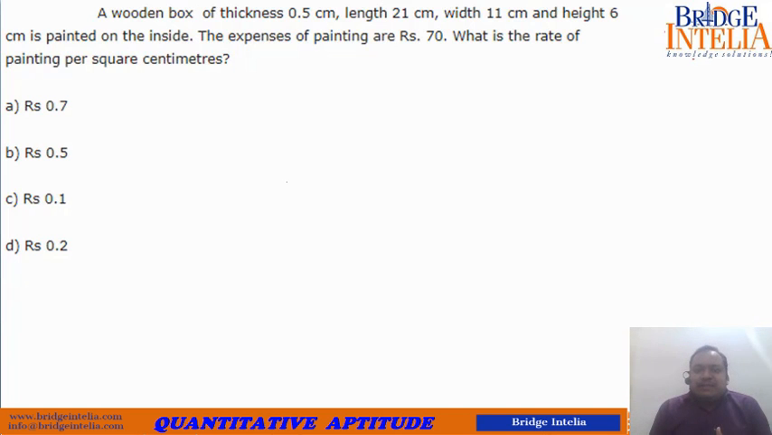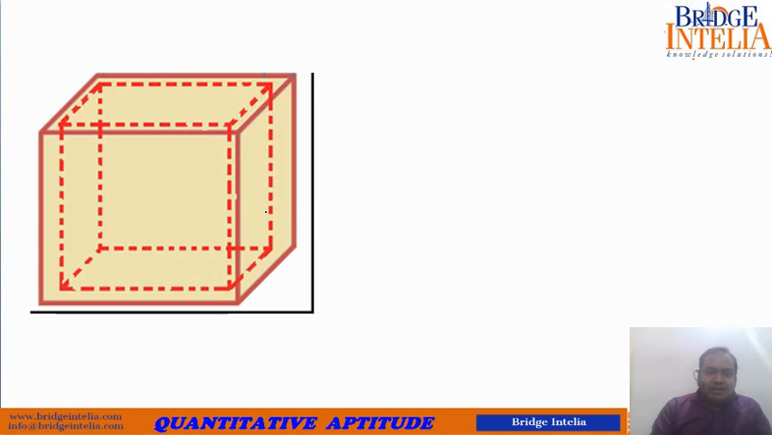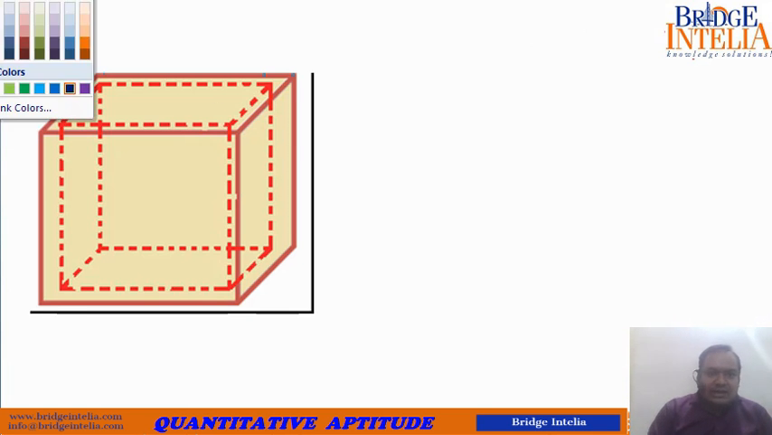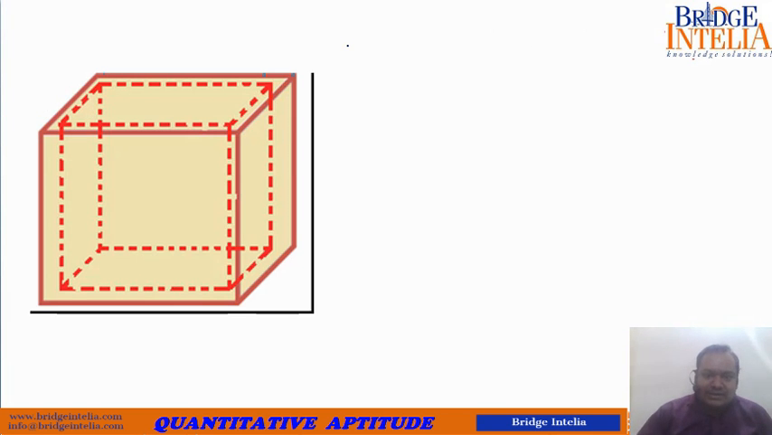The expenses of painting are rupees 70. Then what is the rate of painting per square centimeter? So the dimensions are 21, 11 and 6, and the thickness is 0.5 centimeter. So let's interpret this with the help of a diagram. Let's suppose this is that box. What is actually being given? That box is not solid. It's obviously a box, so it is made up of wood and it has some empty portion.